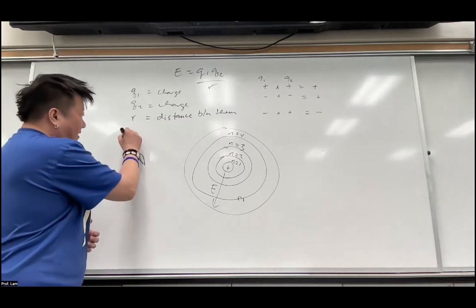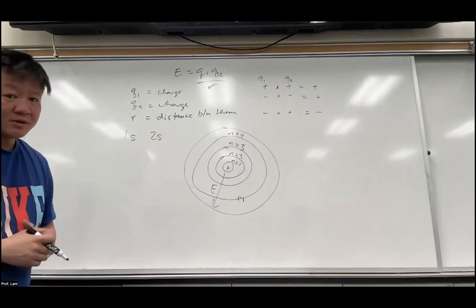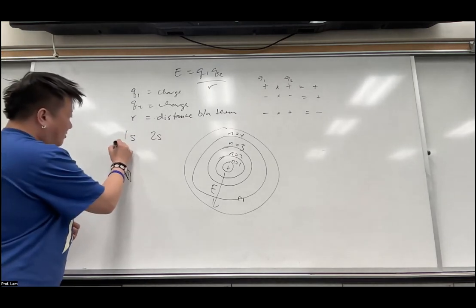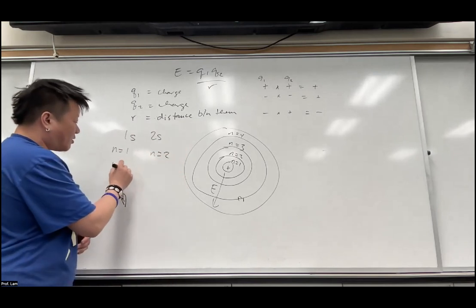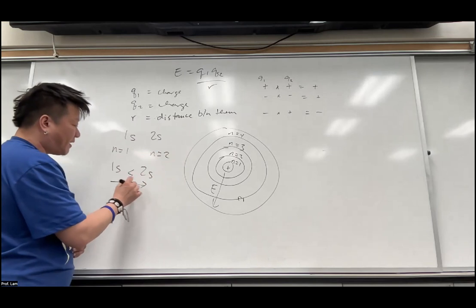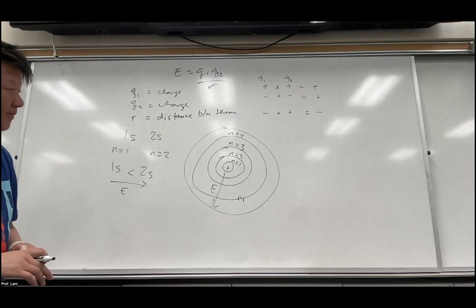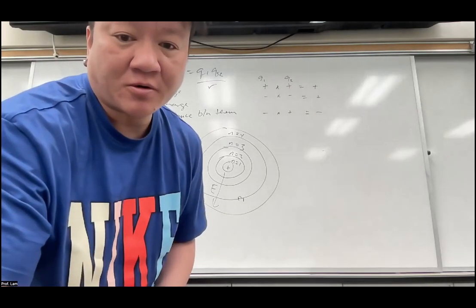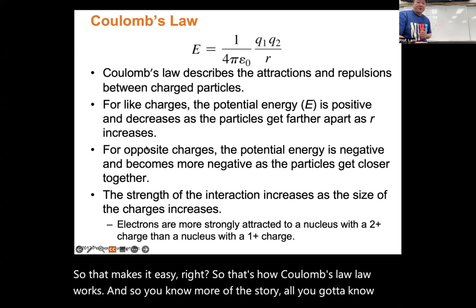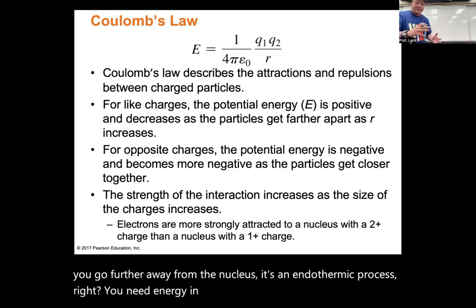So for example, if I ask you to compare a 2s versus a 1s orbital, which one's lower in energy? Well, for the 1s orbital n is equal to 1, and for a 2s orbital n is equal to 2. So obviously, a 1s orbital is lower in energy than a 2s, with energy increasing that way. So that makes it easy, right? That's how Coulomb's law works. And so, moral of the story, all you gotta know is as you go further away from the nucleus, it's an endothermic process. You need energy in order to get further away from the nucleus.